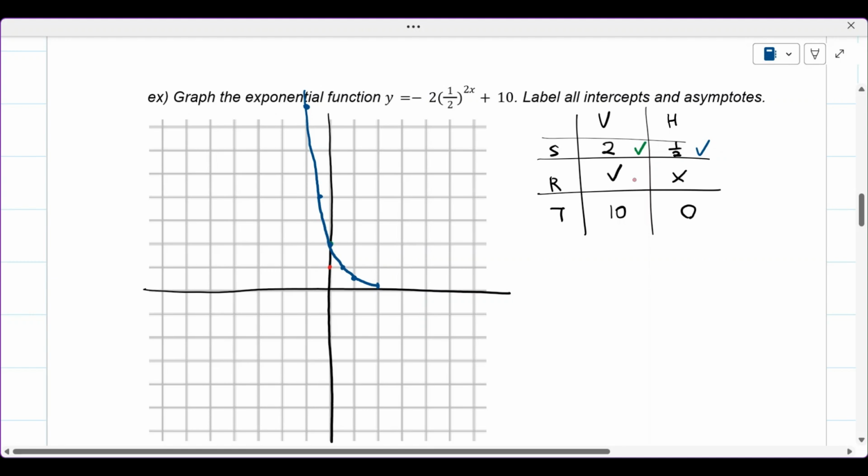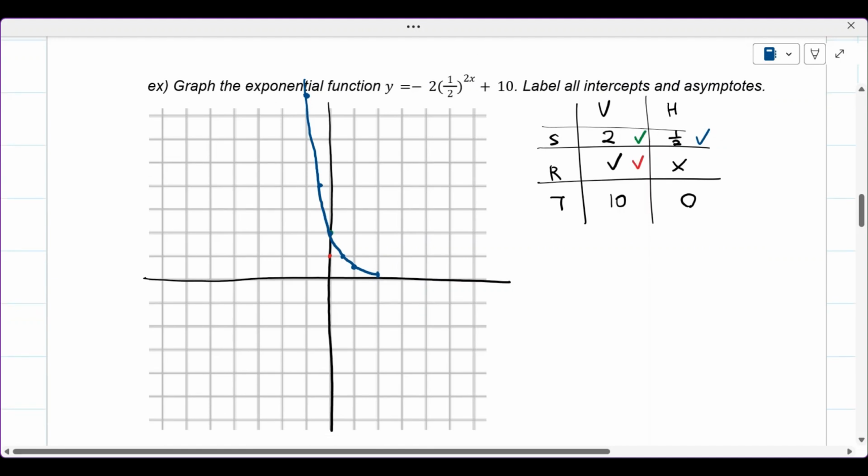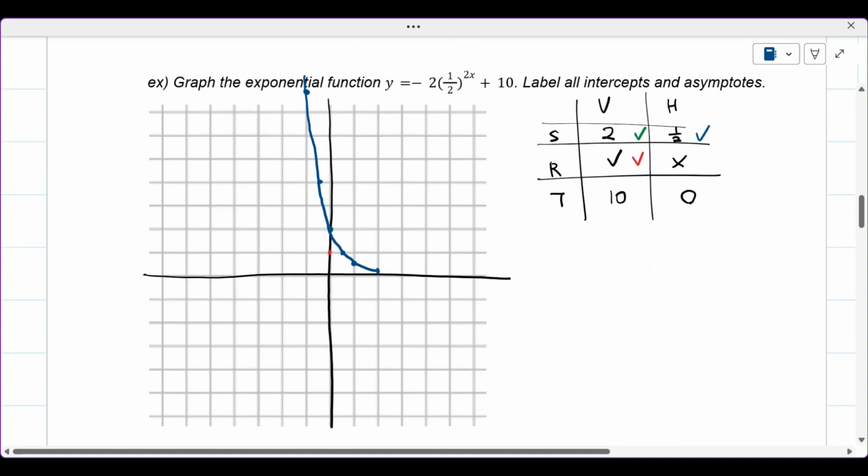Now let's do the vertical reflection, which means I'm going to move the positive values to negative values and negative values to positive values. So I think my positive 8 will become negative 8, and my positive 4 will become negative 4, and positive 2 will become negative 2, positive 1 will become negative 1, positive 1/2 becomes negative 1/2.